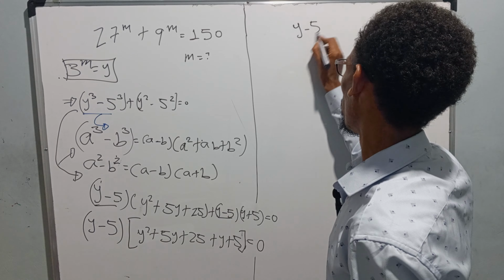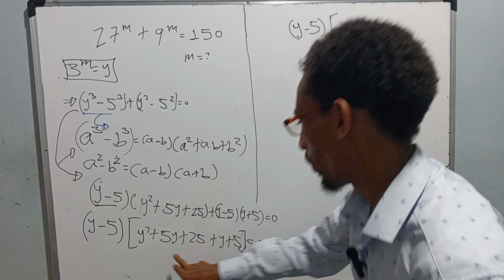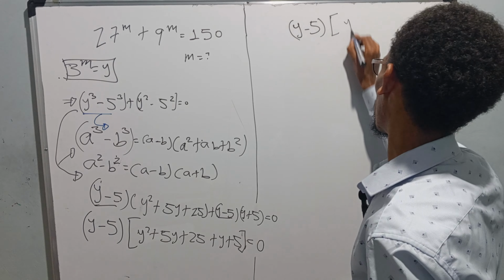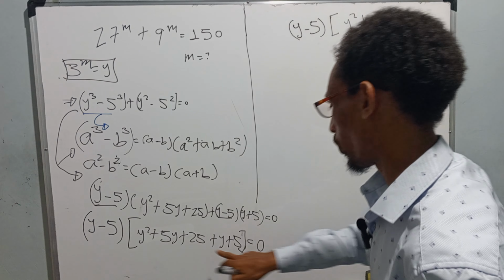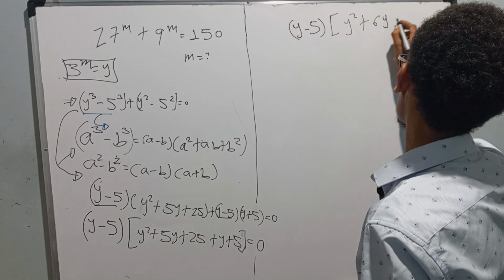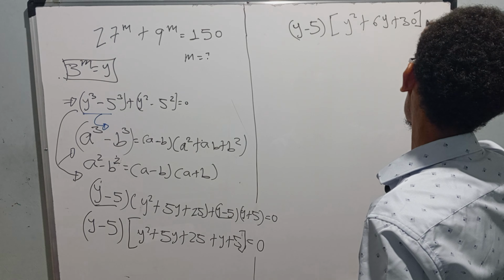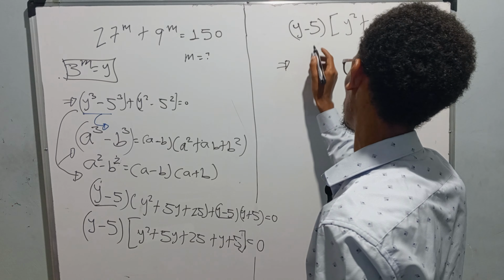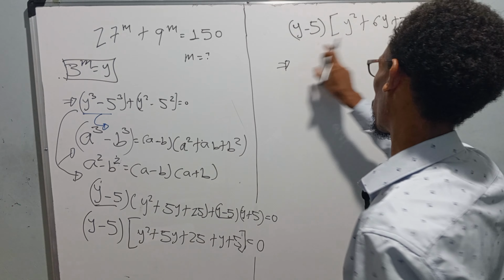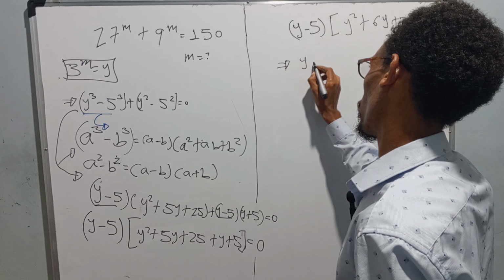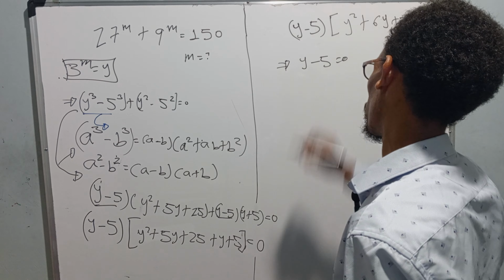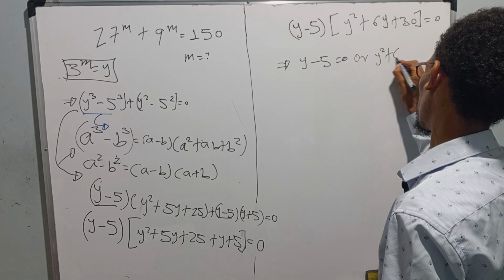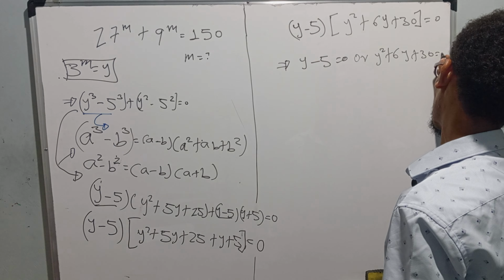Y minus 5, the whole squared, close the bracket. We have 5y plus y, we have 6y, then y squared plus 6y, and also 25 plus 5 we get 6y plus 30, which is equal to 0. Great. Now we have two solutions. That means one is written in the form of quadratic, but the other is in the form of linear. So y minus 5 equal to 0 is the first solution, or y squared plus 6y plus 30 equal to 0.